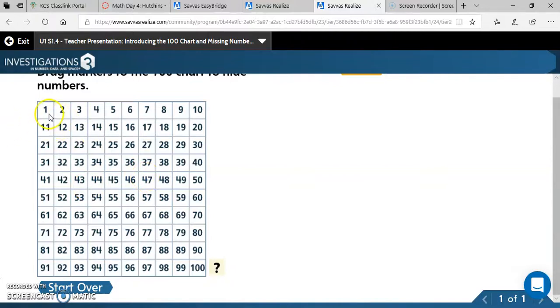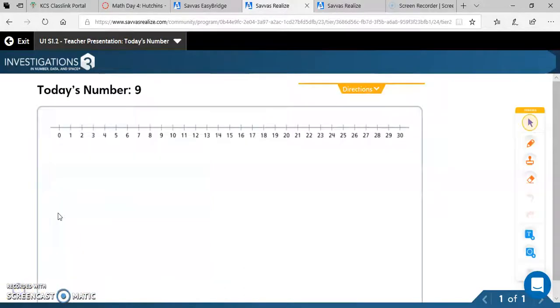Also, if you look, you'll see that there are 10 numbers in a row, and there are 10 rows. It makes it look like a square. What if we compare the 100's chart to the number line? How are they the same? How are they different?